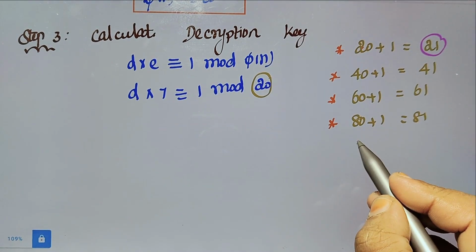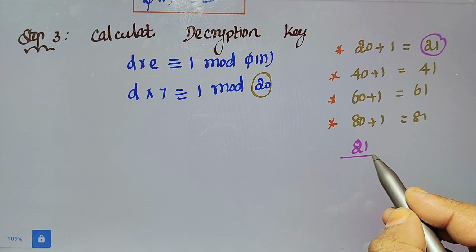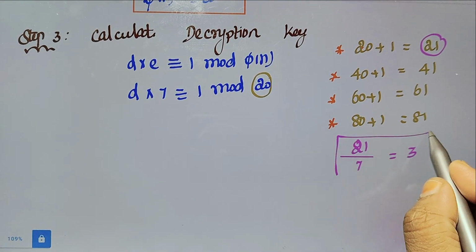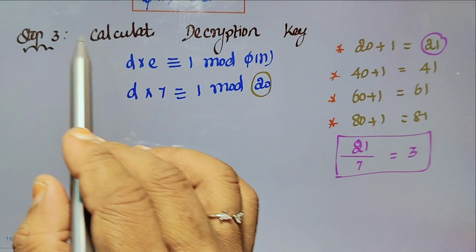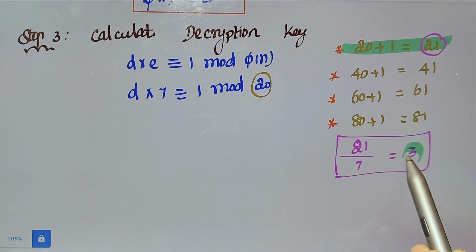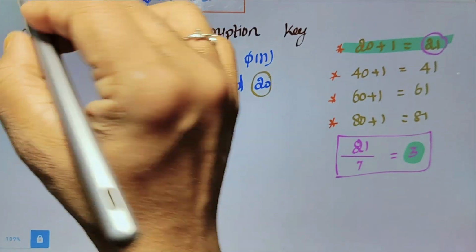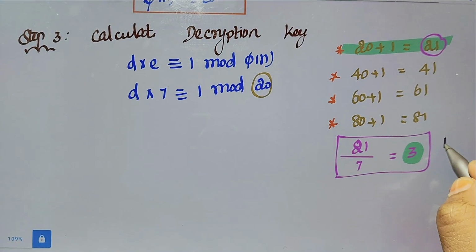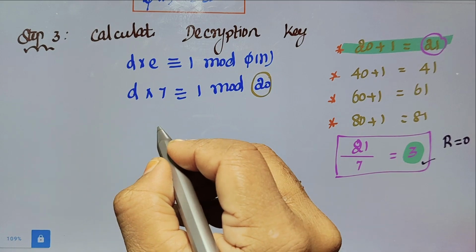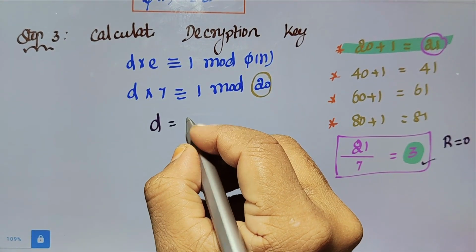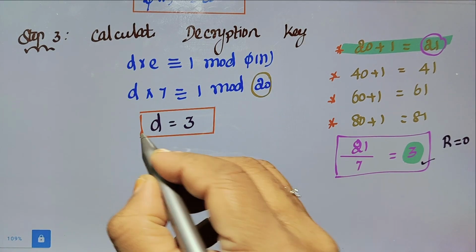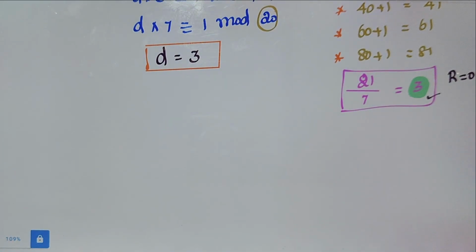Okay. 21 divided by E. E value was 7. Right? The division is 3. So there is no remainder value. So this is the final answer for D. This is a very simple step. So remainder is 0. Right, here remainder equal to 0. This is the final answer. So here D value equal to 3. So step 3 over.